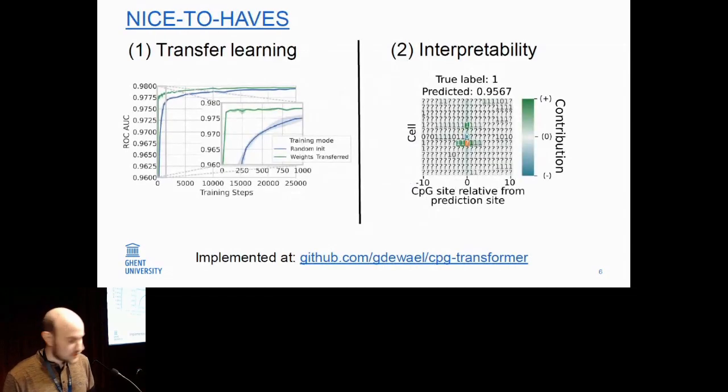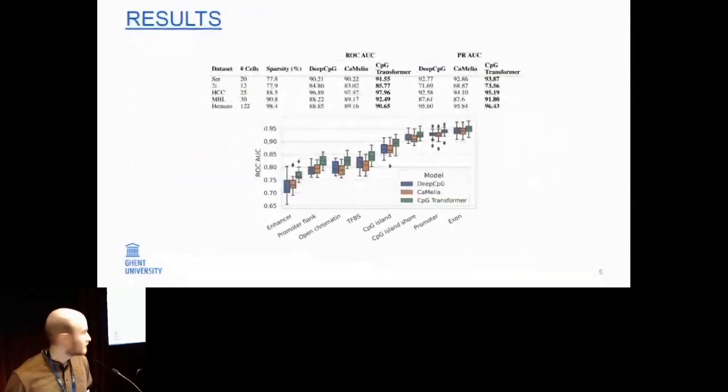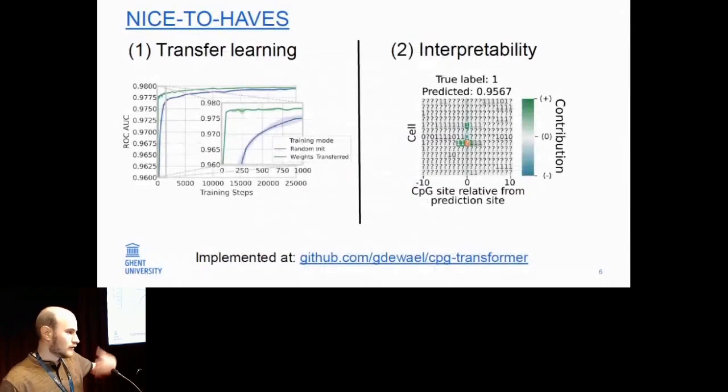So these are 2 other nice-to-haves, which I will briefly mention. These are described in our paper and also implemented at our GitHub repo. If you are a biologist wanting to impute your own methylation data set, it's nice to know that we can apply transfer learning to this whole thing. What do I mean by that? We publish the trained weights of the models on these 5 data sets. If you then want to impute your own data set, you can initialize with the weights trained on these other data sets, and that drastically reduces the training time.